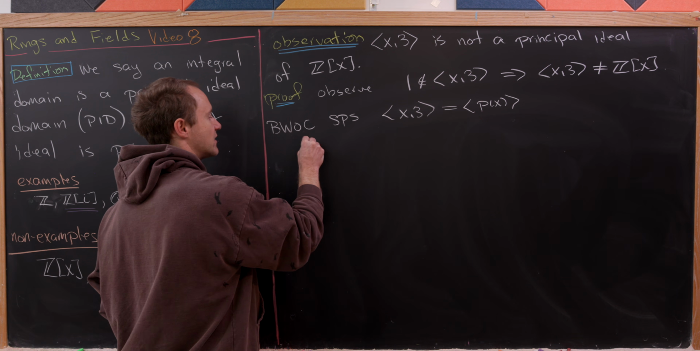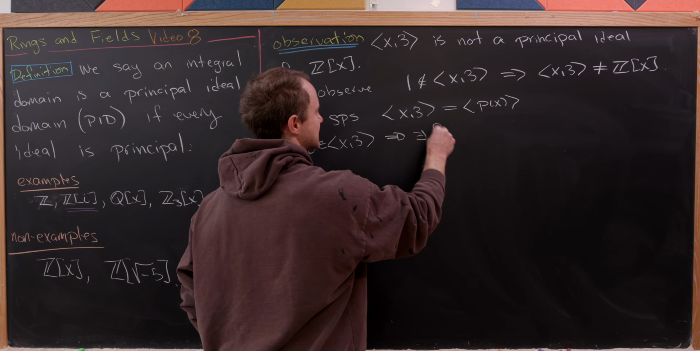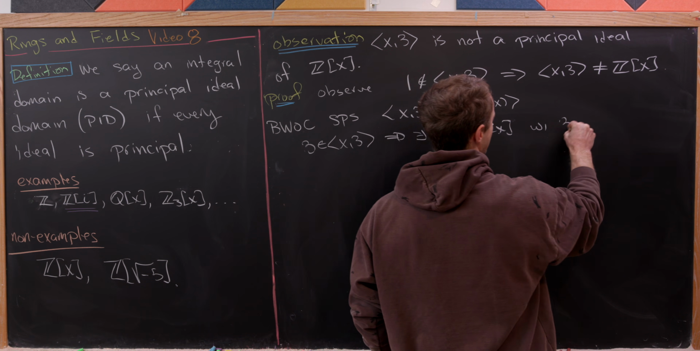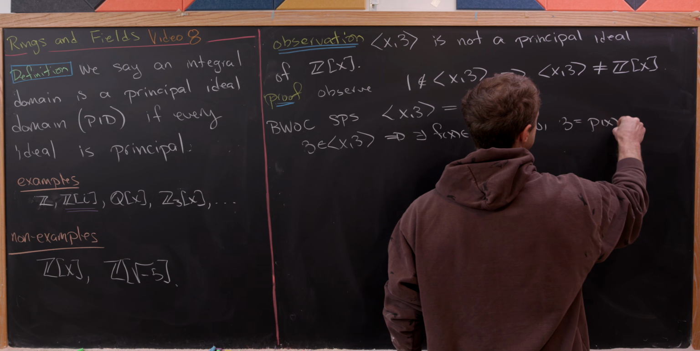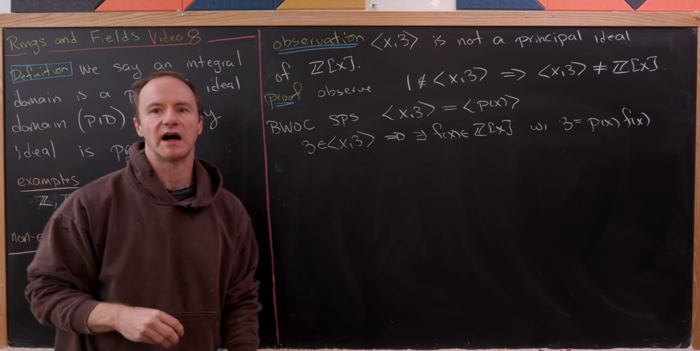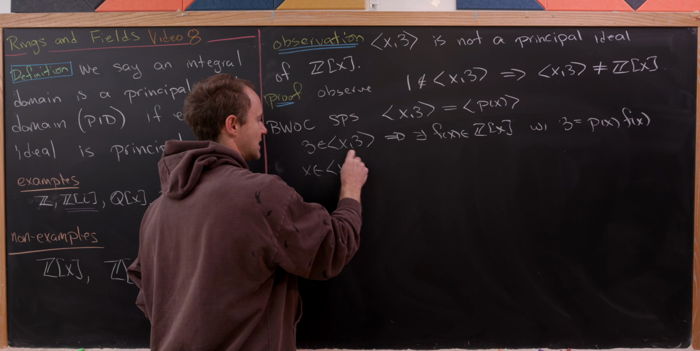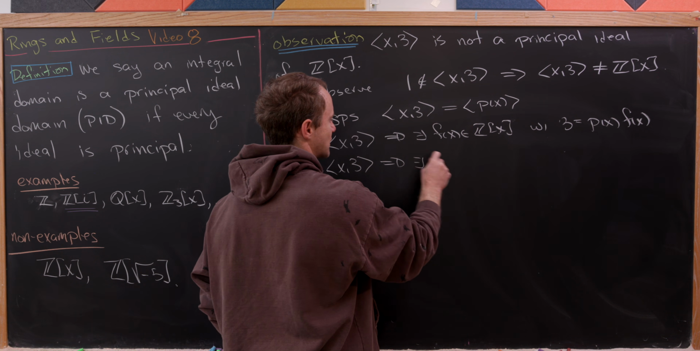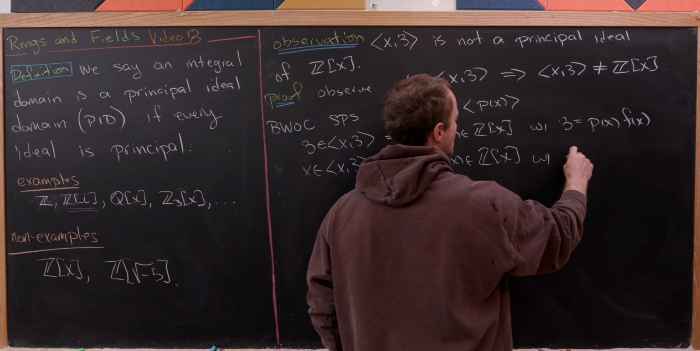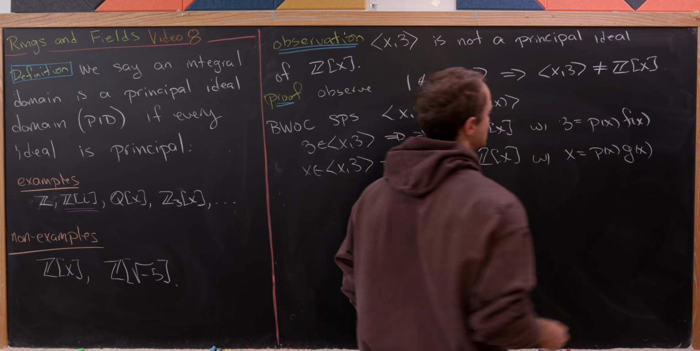So notice that 3 is an element of this ideal, but that means that there exists a polynomial f of x with 3 is equal to p of x times f of x. Because, like I said, we're assuming this is a principal ideal generated by p. And then we also know that x is an element of the ideal generated by x and 3. So since we're assuming that it's principal, that gives us a polynomial g of x with x is equal to p of x times g of x.